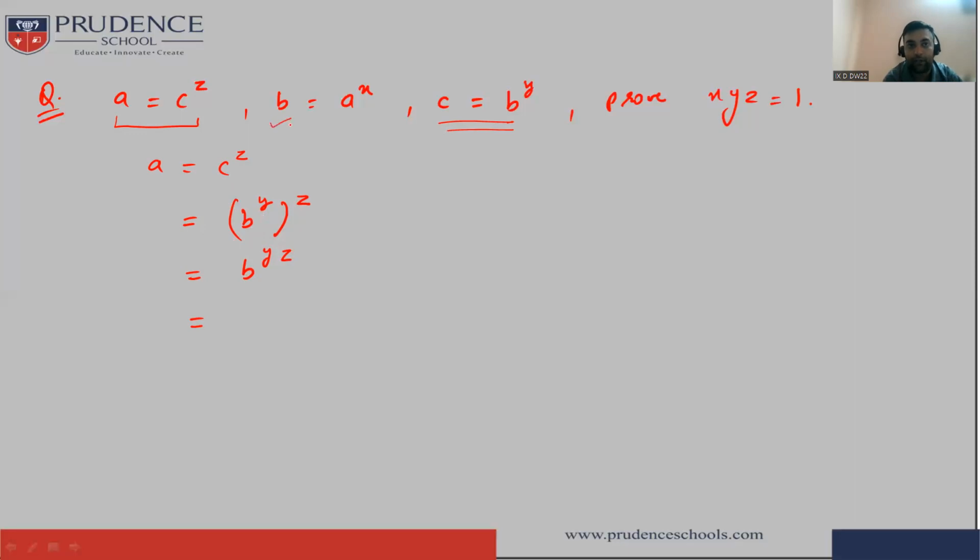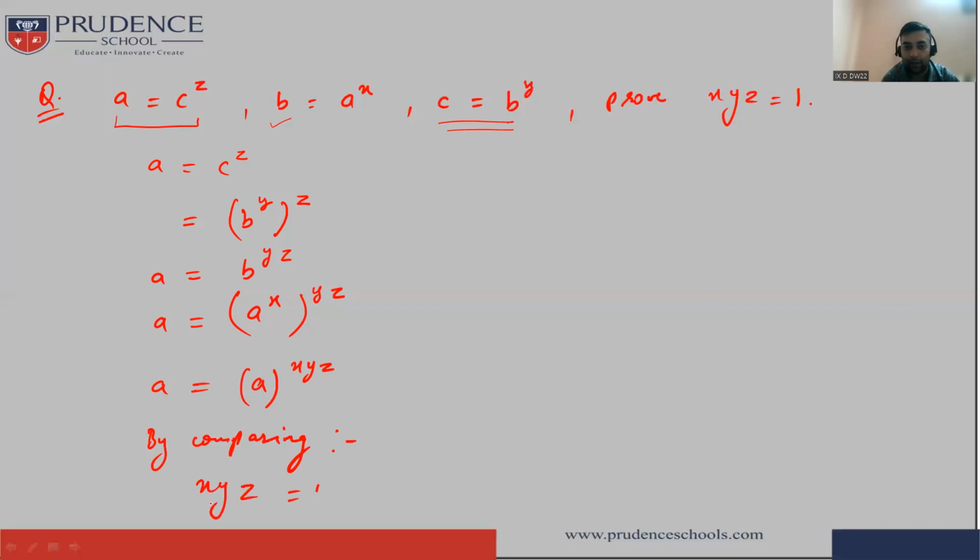We also have the value for b. b is a raised to power x, whole raised to power yz. And if we open the bracket here, you will get a raised to power xyz. And here we have a, right? So if the bases are same, then the powers will be equal. So by comparing, you can see that xyz will be equal to 1 and hence proved, right? So you just need to replace the values in it and then compare the powers and you will get the answer.